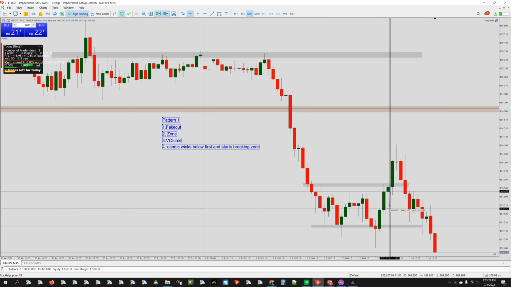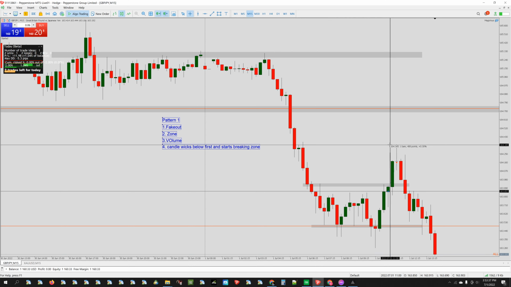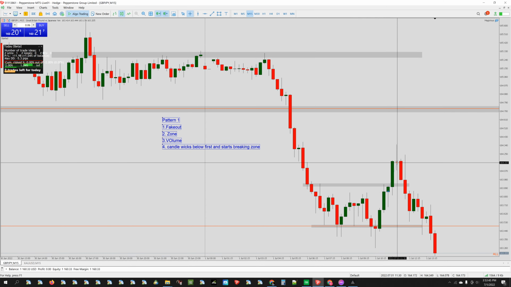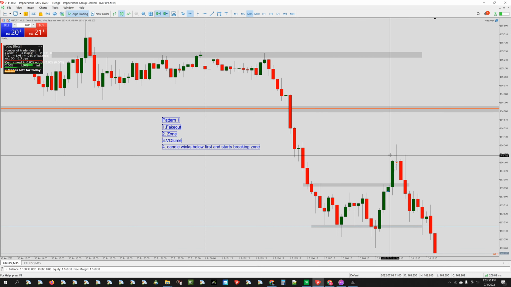My stops were 18 pips. I placed my stops and placed my TP right above here. I actually made a mistake. I placed my TP way above, but I closed once we were at 29 to 30 pips profit on this trade. So this was pattern 1.